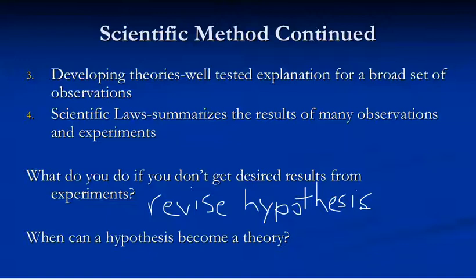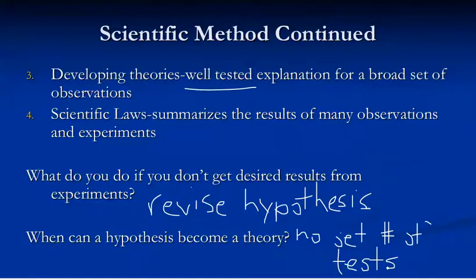When can a hypothesis become a theory? Well, it says a theory is a well-tested explanation. Does that mean 100 tests? Does that mean 1,000 tests? Actually, there's no set number of experiments that need to be run in order for a hypothesis to become a theory. It's simply a well-tested hypothesis can become a theory, which is more set in stone. But again, one experiment can disprove a hypothesis or a theory, just one experiment.